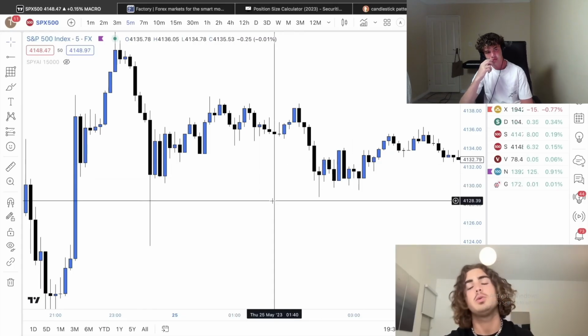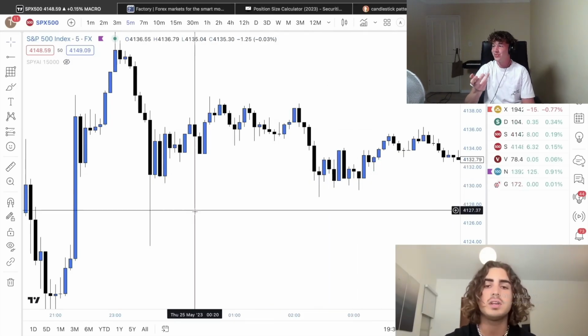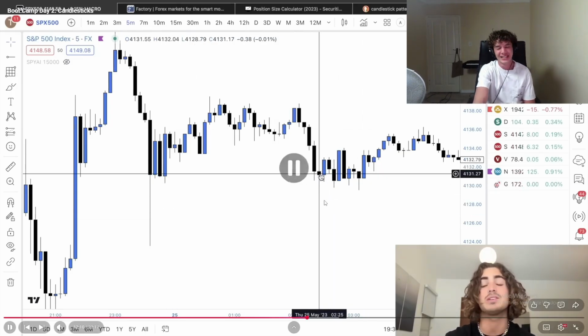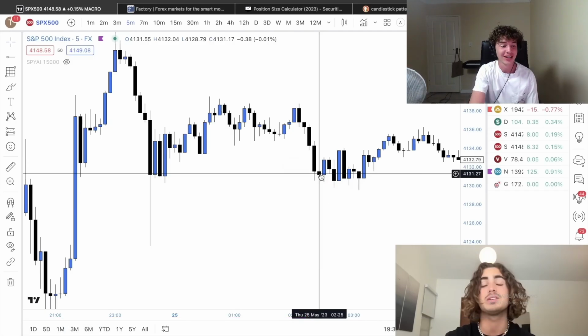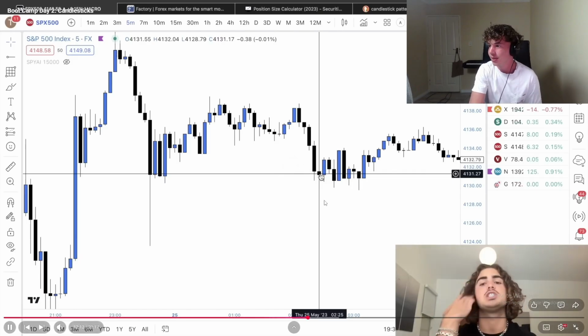Most people are saying liquidity was swept, we broke structure, but you guys can't even read these candlesticks. You don't understand what these are saying to you. Liquidity swept and we broke structure. What does that even mean? Telling you a lot of information.